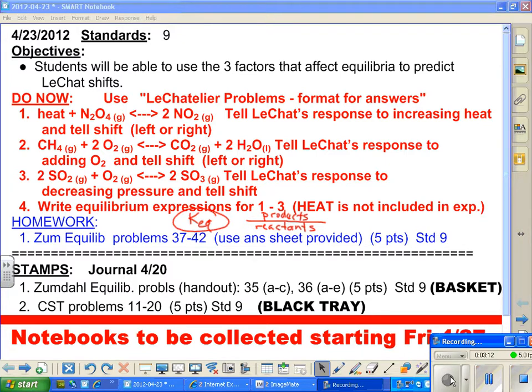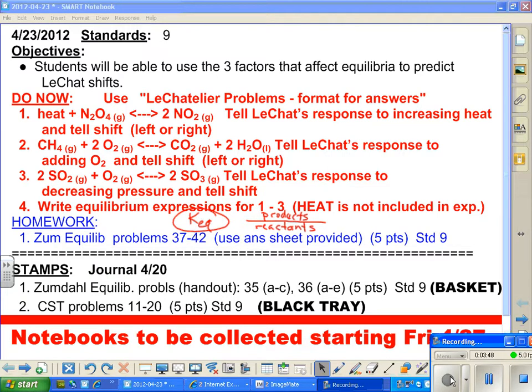Okay, in number 2, we have no heat involved, but we do have, what do we call this kind of reaction? We got something that isn't going to go into the equilibrium expression. What do we call those? Heterogeneous. This is a heterogeneous problem. Why? Because water is a liquid. Water as a liquid does not affect the equilibrium.